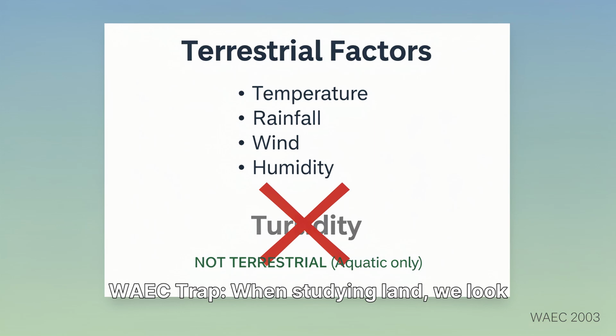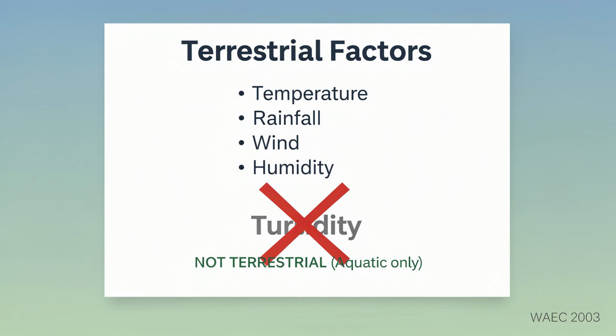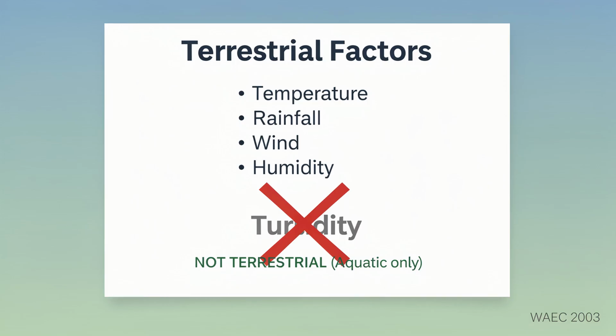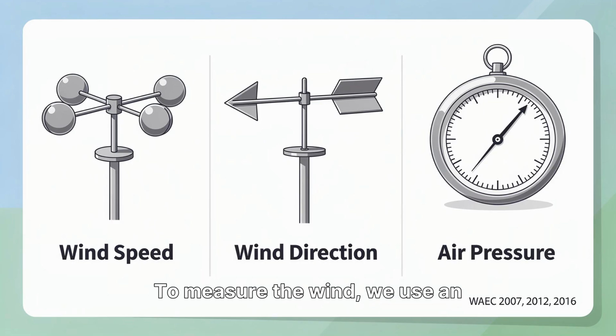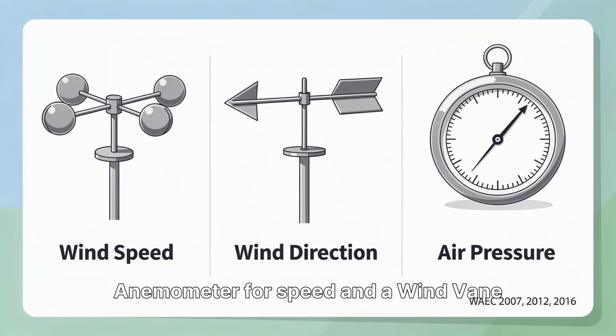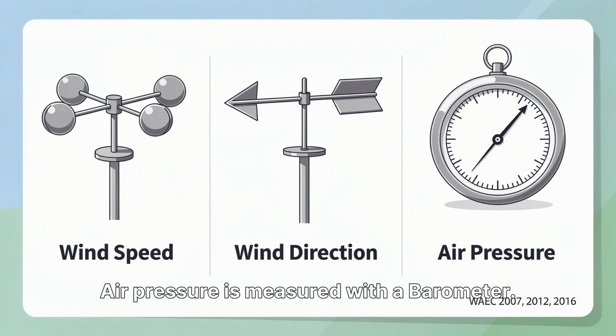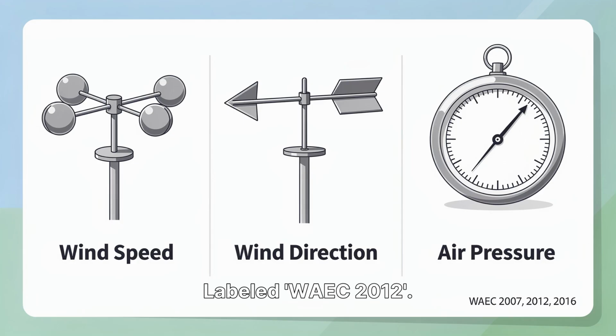WAEC trap. When studying land, we look at rainfall and wind, but remember, turbidity is only for water habitats, not terrestrial ones. Labeled WAEC 2003. To measure the wind, we use an anemometer for speed and a wind vane for direction. Air pressure is measured with a barometer, labeled WAEC 2012.